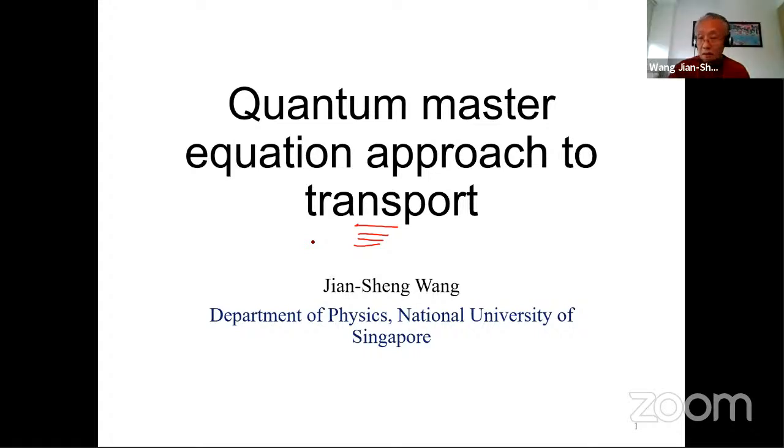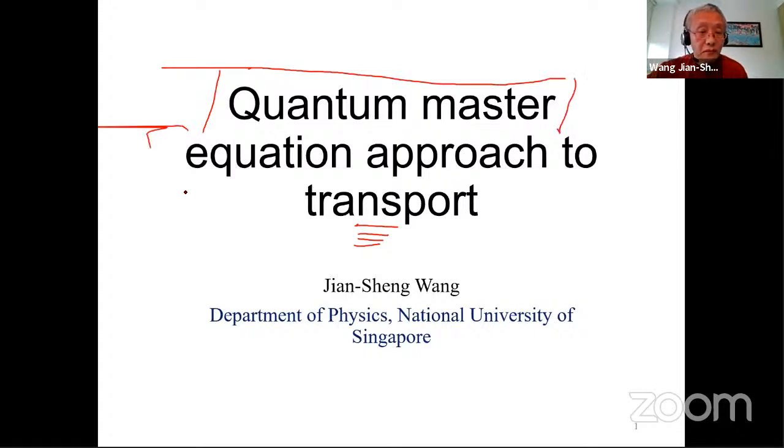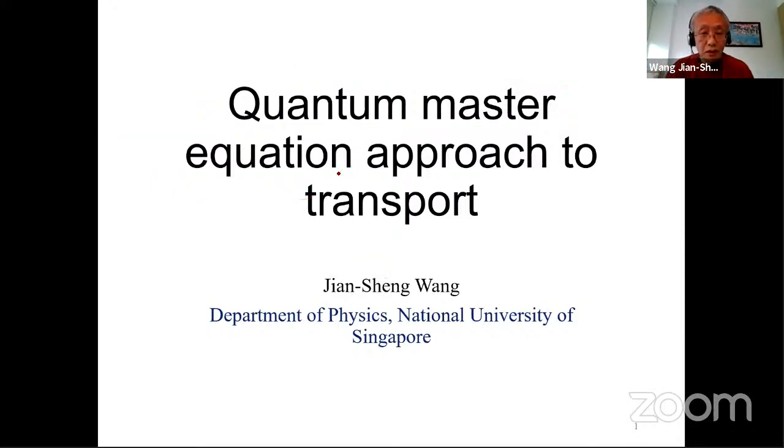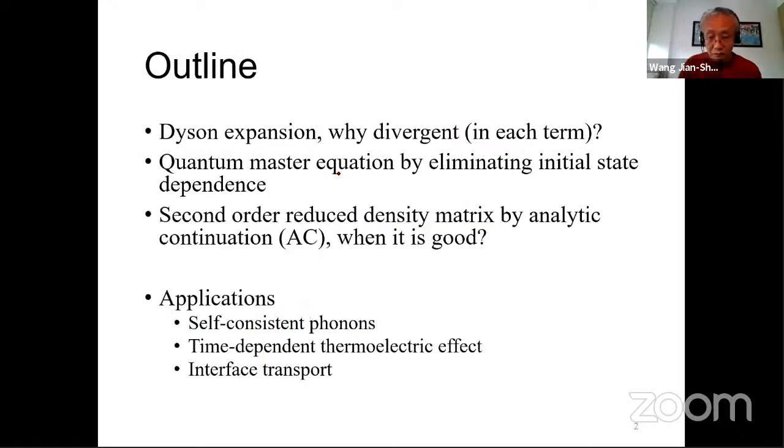Okay, I need to make a kind of disclaimer. So quantum master equation, I'm not an expert on it, and I also don't do it full time. I'm a part-time quantum master equation researcher. Georgia is one of the ones who actually got started on this topic. So I will mention a little bit on this when finally I make an acknowledgement about this.